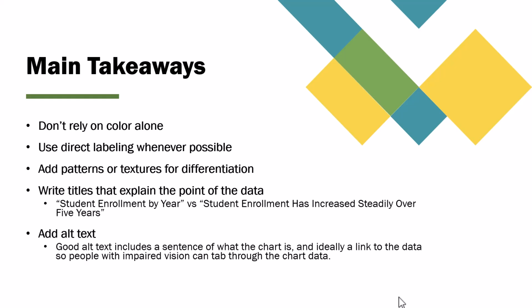Good alt text includes a sentence describing what the chart is, including the chart type, for users with limited vision or who may only see part of it. It should also include a link to a machine-readable data format so people with impaired vision can tab through the chart data with a screen reader. Small design choices like this can significantly improve accessibility and clarity for everybody.